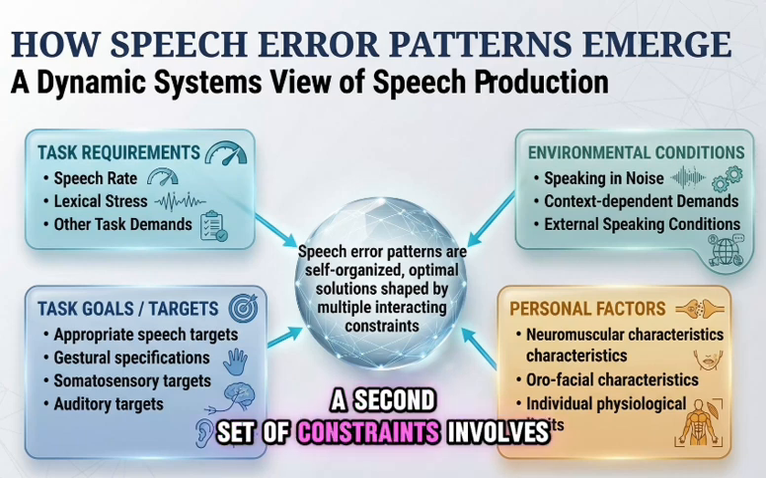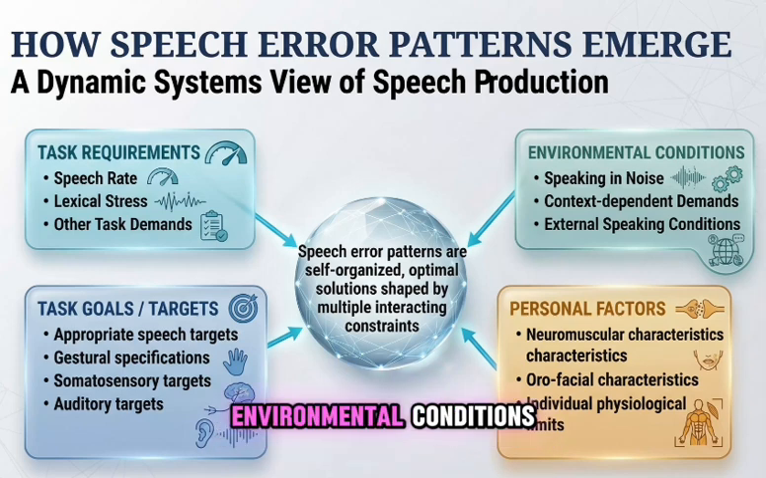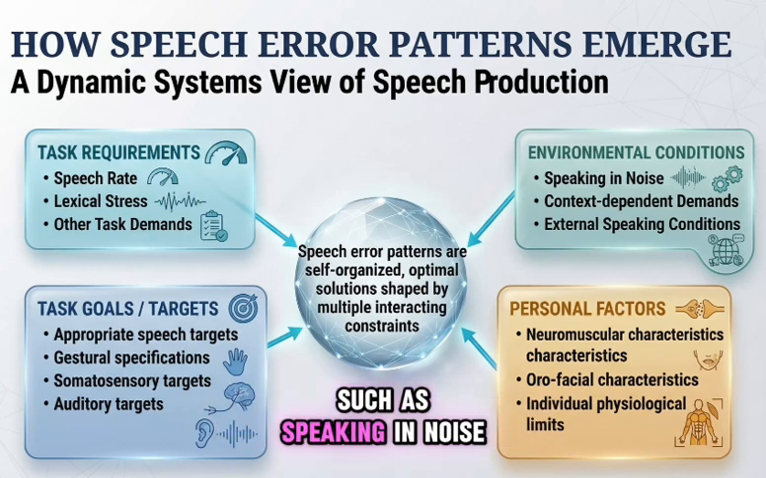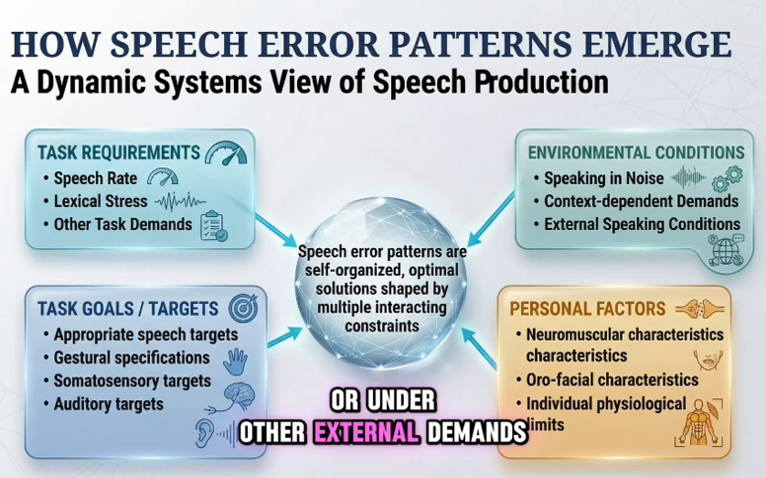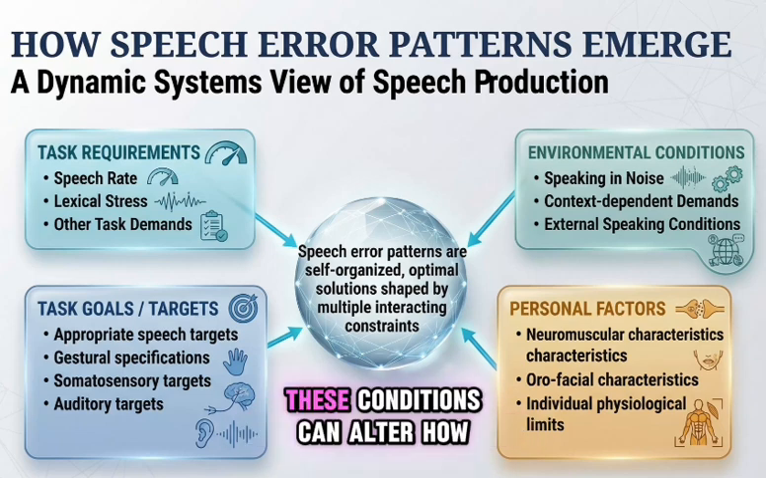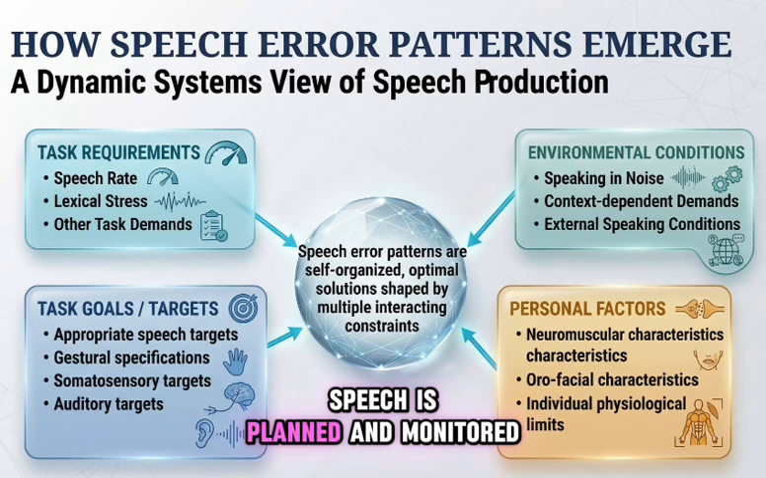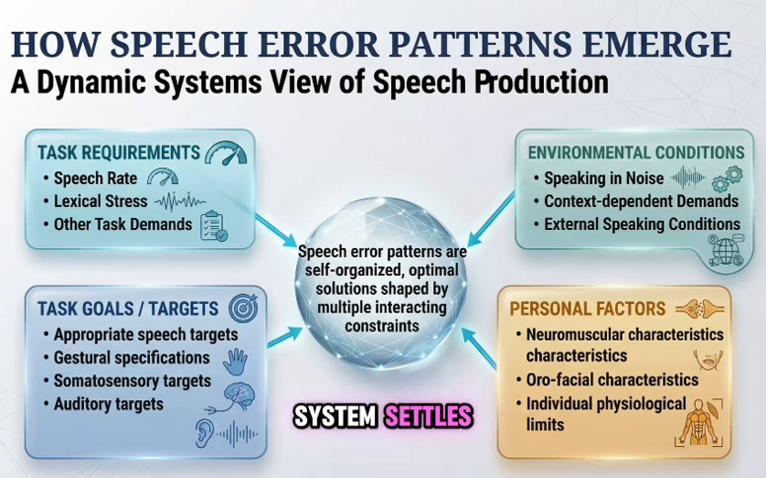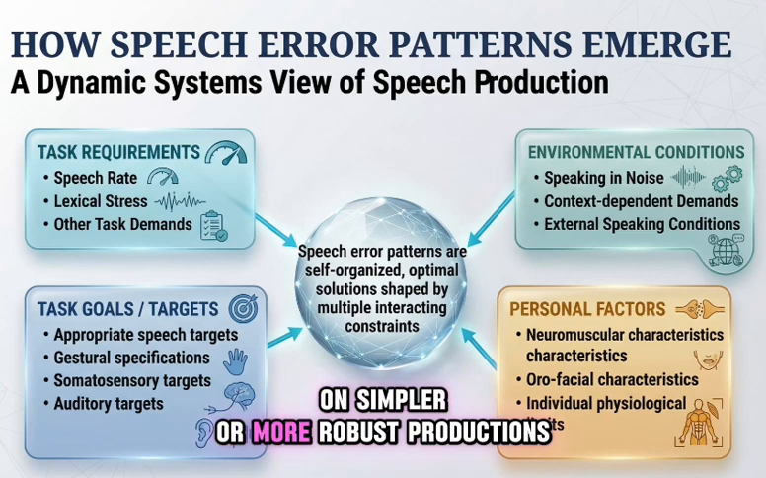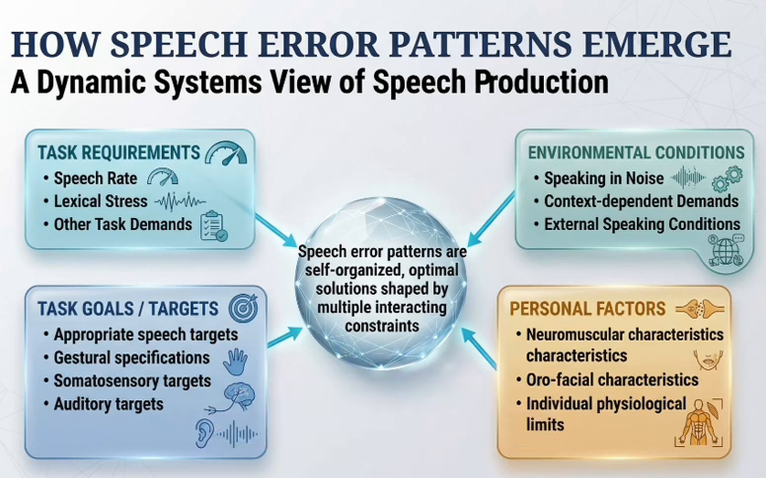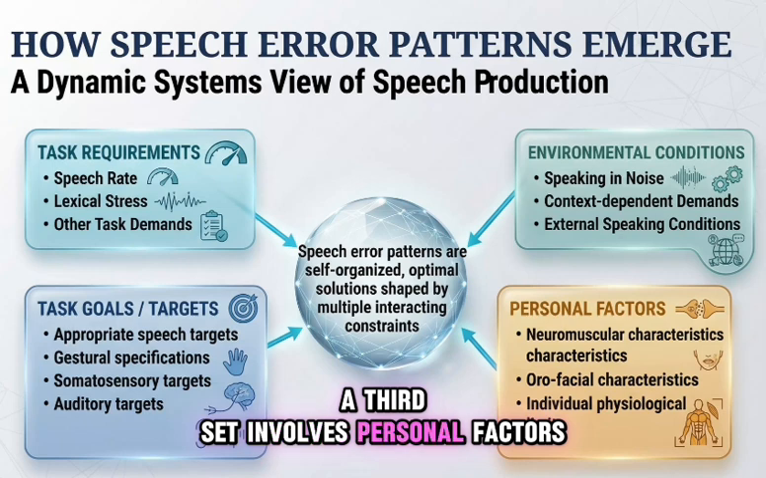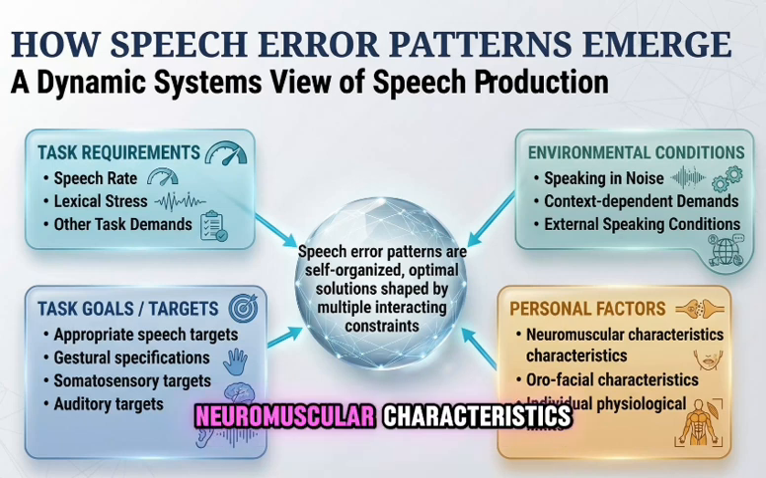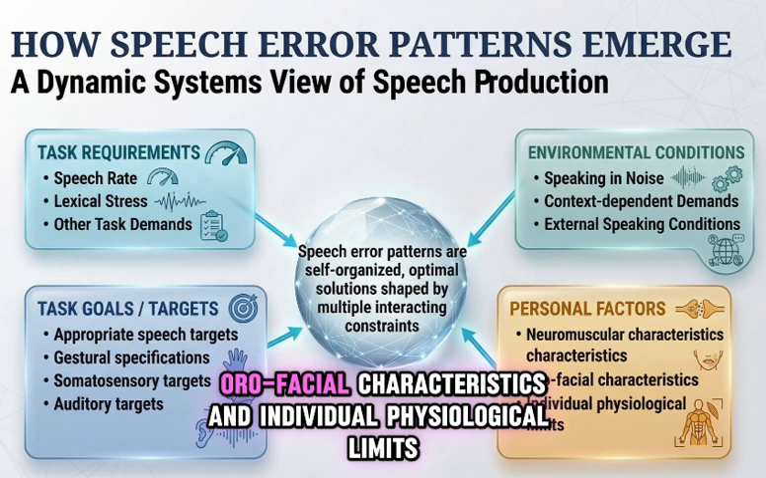A second set of constraints involves environmental conditions, such as speaking in noise or under other external demands. These conditions can alter how speech is planned and monitored, increasing the likelihood that the system settles on simpler or more robust productions. A third set involves personal factors: neuromuscular characteristics, orofacial characteristics, and individual physiological limits.